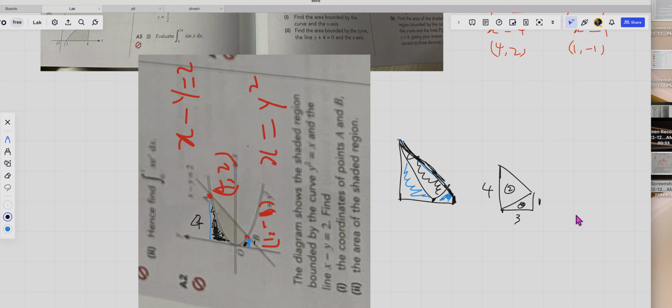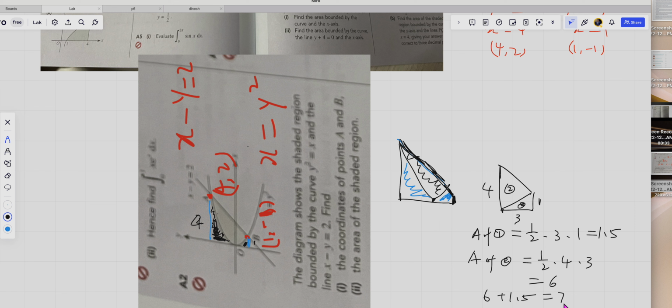So for triangle 1, area A1 is half times base times height. So this will give you 1.5. I don't write the unit first. Area of triangle 2, this is the base, 4 times 3 divided by 2. So this is 6. So this is 6 plus 1.5, that is 7.5 unit square. Okay? So your job now is to find the area under the curve.